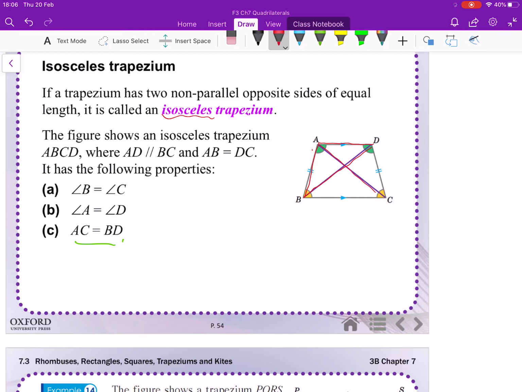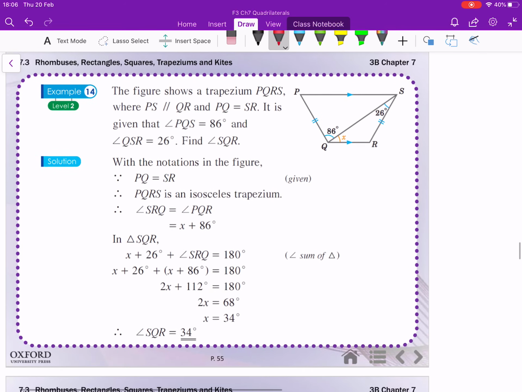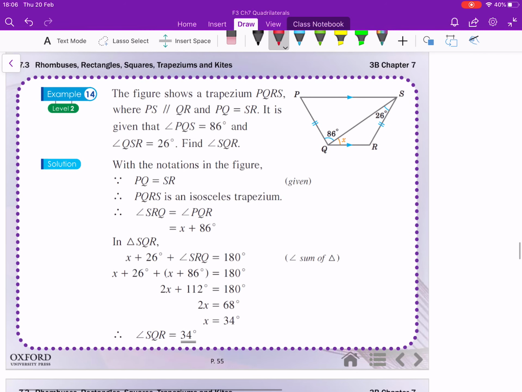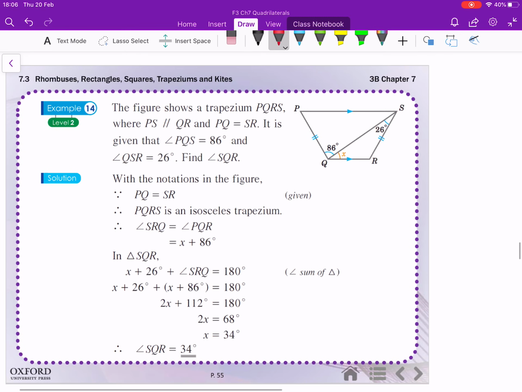After you know that some angles are the same, you can show that these two angles actually are congruent. So you can prove it by yourself. Okay, some more properties and examples of trapezium.